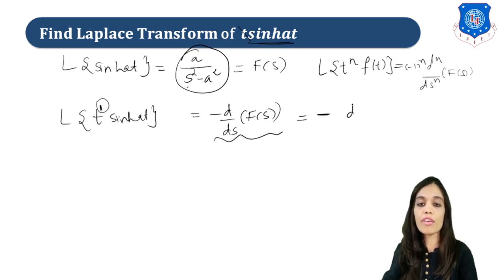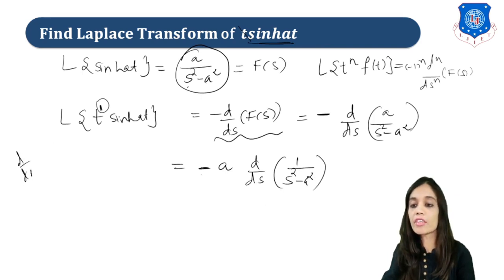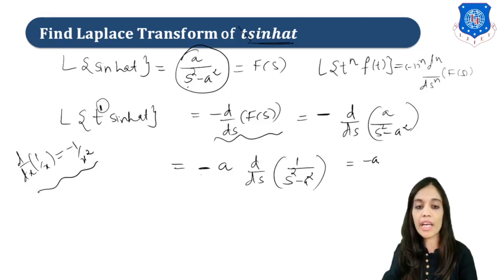So let us put the value of f of s first, that is a upon s square minus a square. Now this a is constant, so take it outside. So minus a times d by ds of 1 upon s square minus a square. Now we know that the derivative of 1 upon x will be minus 1 upon x square. So let us apply that formula. So minus a times minus 1 upon s square minus a square whole square, and now apply chain rule.